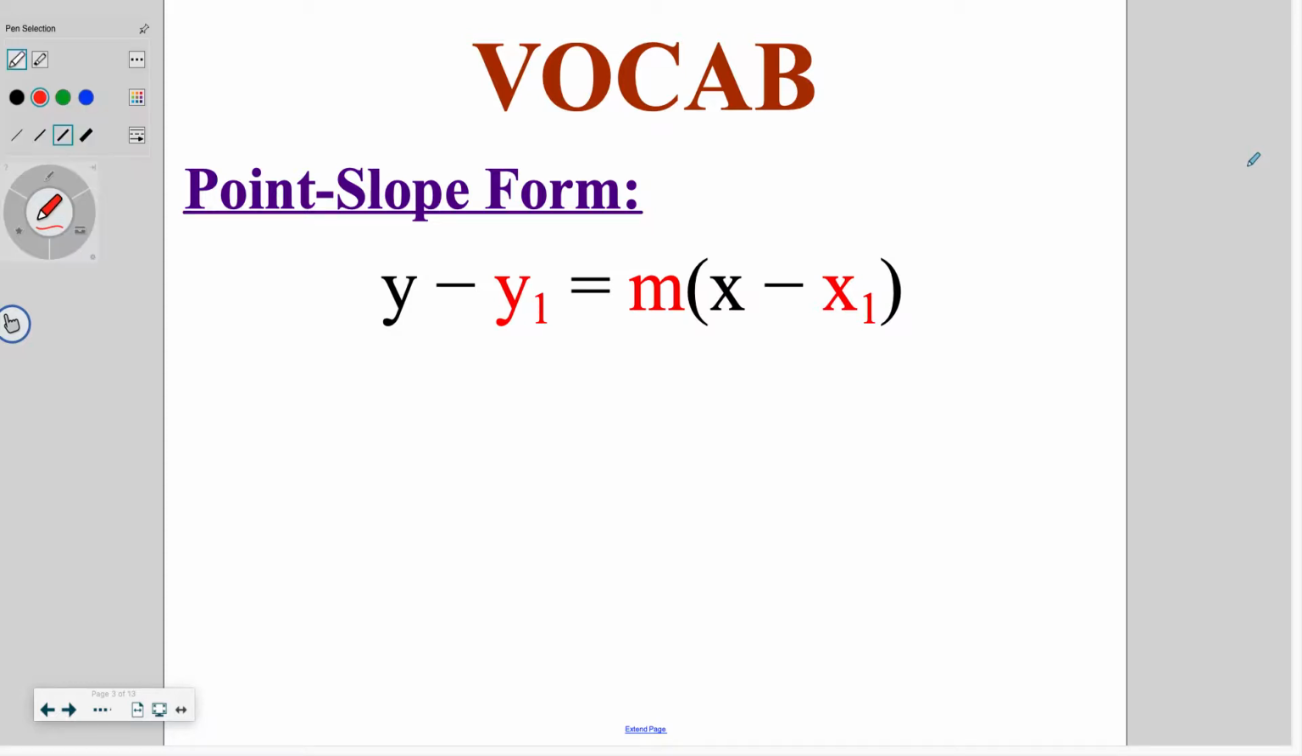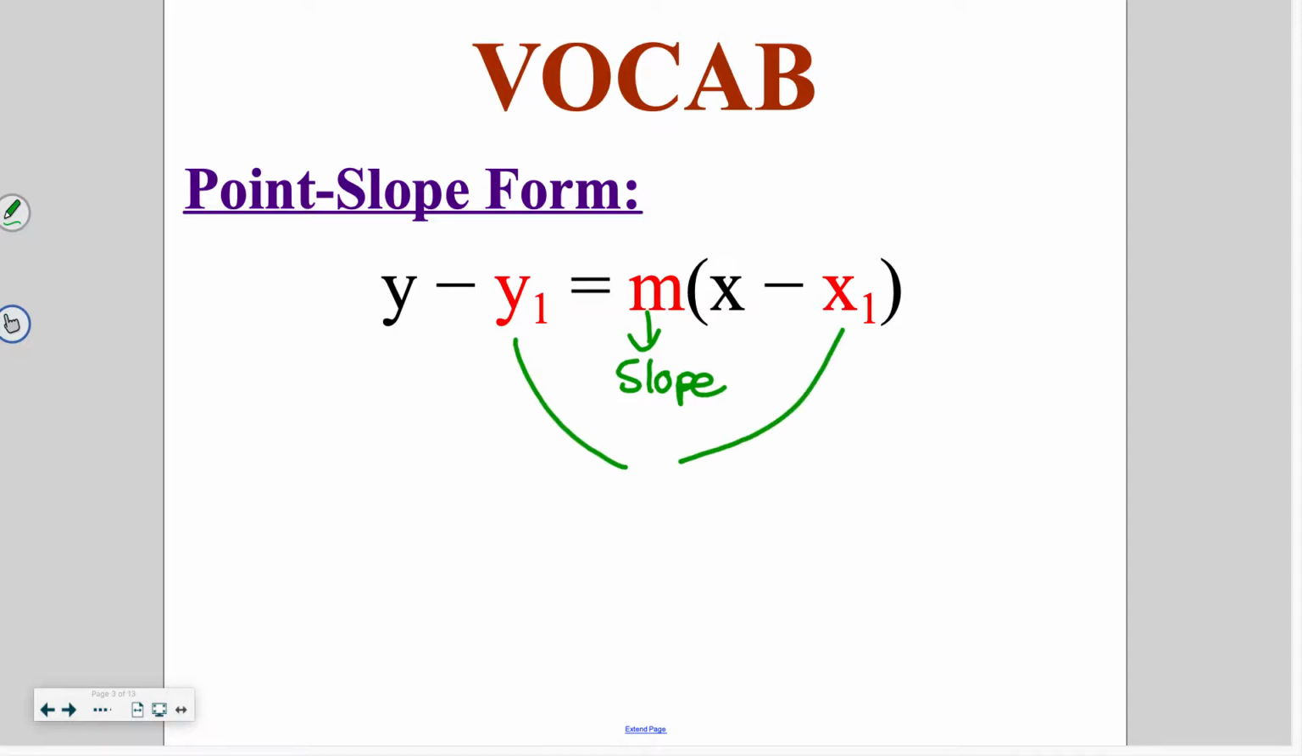This m value, just like yesterday, stands for the slope. So we're still using that same idea of m stands for slope. This y1 and x1 come from a point on the graph. So y1, x1, just like you use x1, y1 in your slope formula.